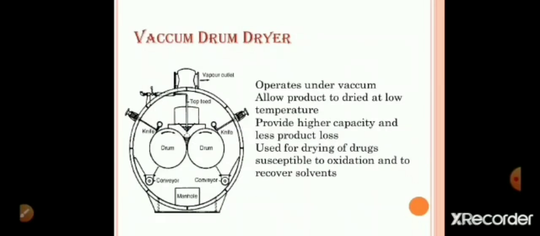Then vacuum drum dryer. It operates under vacuum. It allows product to dry at low temperature, provides higher capacity and less product loss, and is used for drugs susceptible to oxidation and to recover solvent.